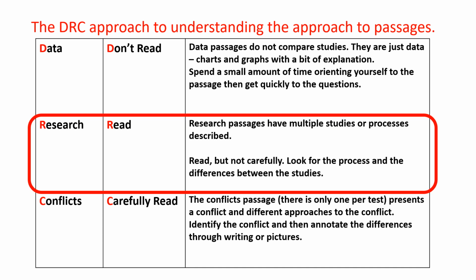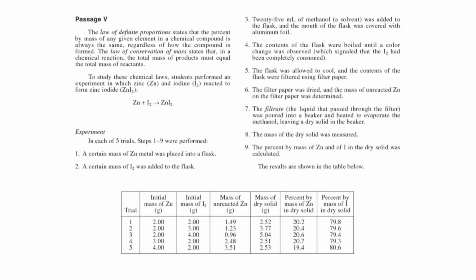You're not presented two different studies in these. It's kind of a hybrid of data and research. One piece of data, but they're going to give you the process they went through. So you just want to quickly look at what's happening. That gives you two laws, law of definite proportion, law of conservation of mass. Both those are in italics. You know where to find them if you need them.